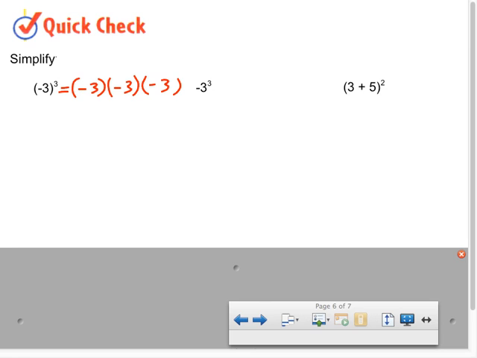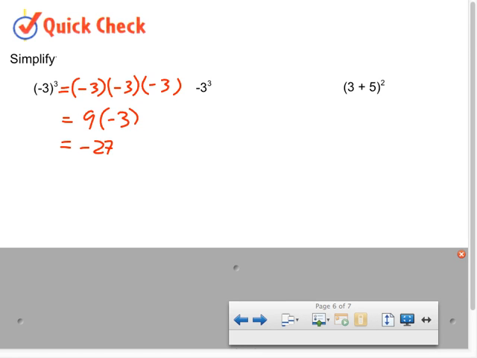Go ahead. What's that going to simplify to? Positive 9, because I have two negatives. But then I have this negative 3 left over, so what's the answer going to be? 27, but look, I have a positive 9 times a negative 3, so it's going to be a negative 27. Okay, did you guys get that? If you made a mistake, do you understand where you slipped up?